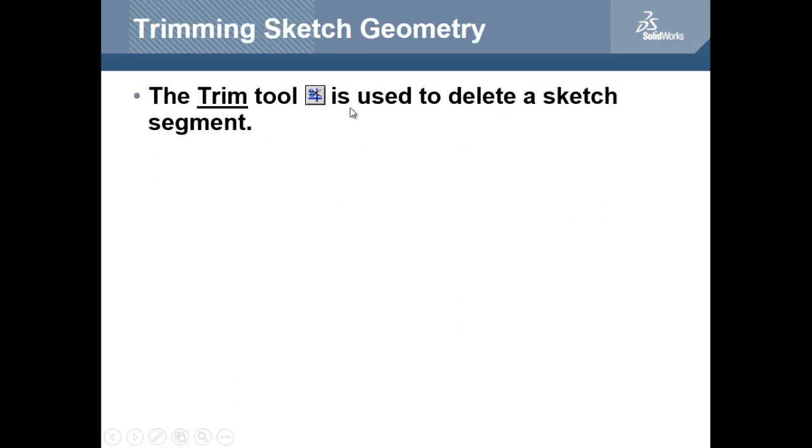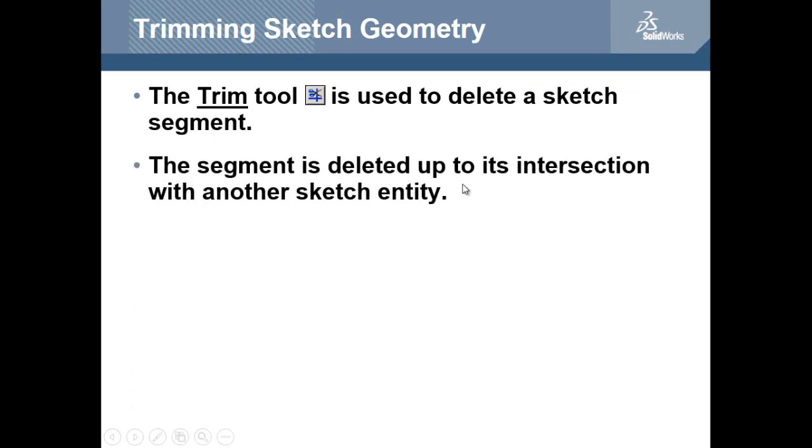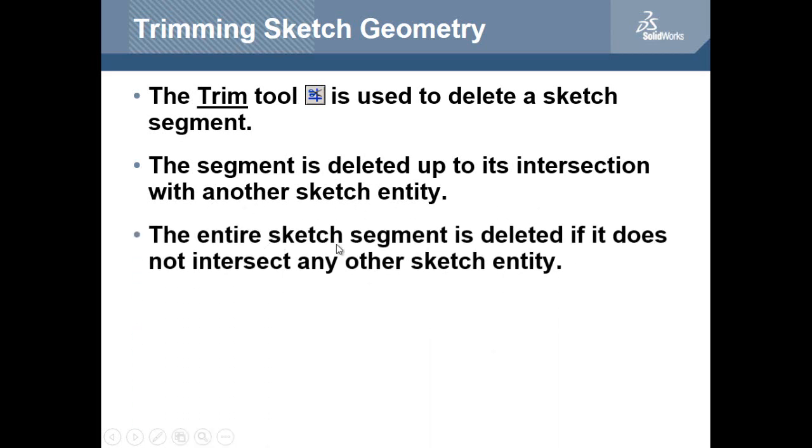The trim tool is used to delete a sketch segment. The segment is deleted up to its intersection with another sketch entity. The entire sketch segment is deleted if it does not intersect any other sketch entity.